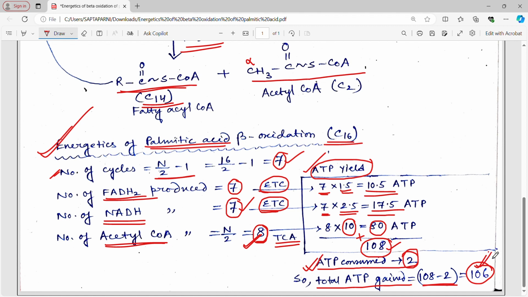So in one complete beta oxidation process of palmitic acid, we can get a total of 106 molecules of ATP. That will be our overall gain. I hope the energetics of complete beta oxidation of palmitic acid is now clear to you, and in my next video we will discuss the energetics of complete oxidation of linoleic acid, which is an unsaturated fatty acid with 2 double bonds.